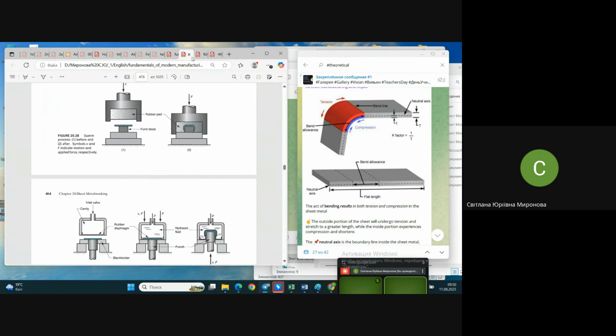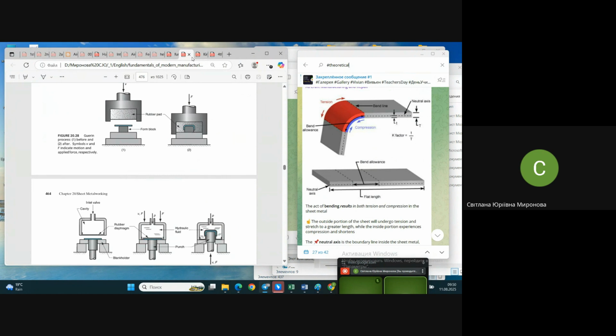How to save money? Let's reject one of the tools, either punch or die block. Usually it comes to the die block. Let's make the die block soft or half soft. What does it mean? Right now I show you a couple of pictures from Michael Grove's book. In case you're interested, you may read more in this book that I already sent to you.